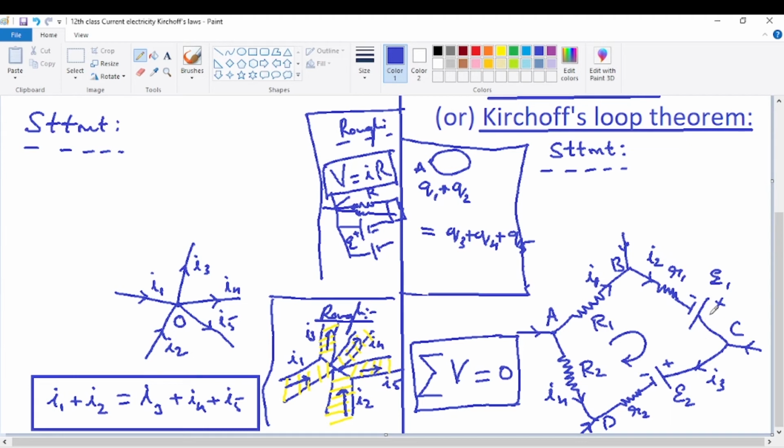And next, what is the next component here? We are reaching the end C, and from end C again we are going across a cell.